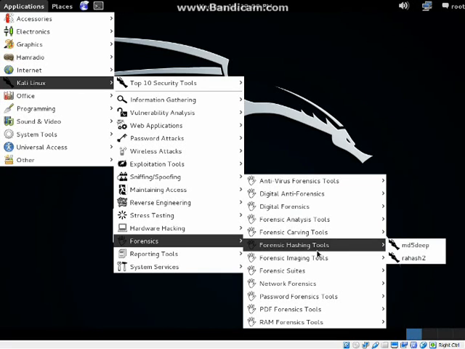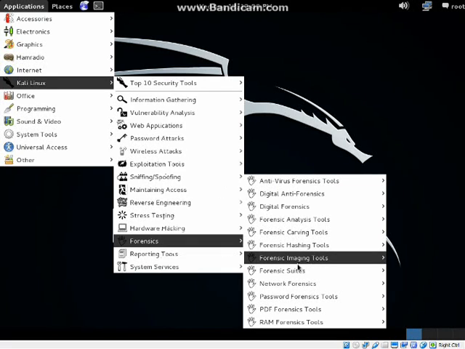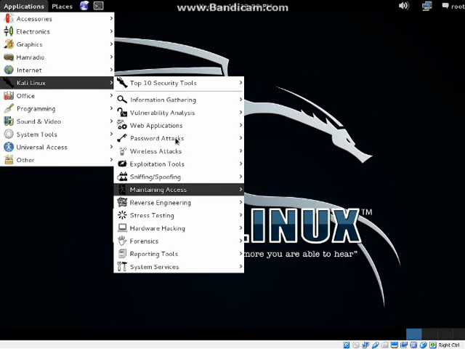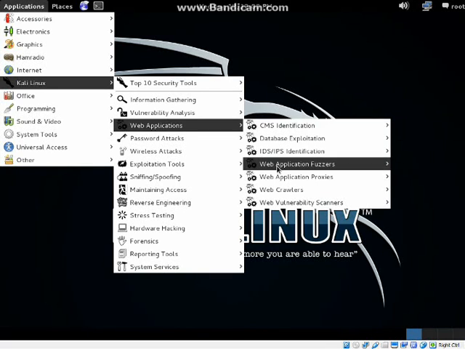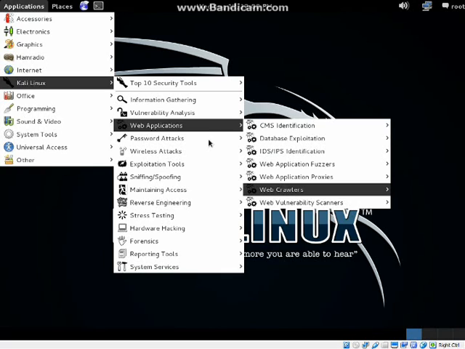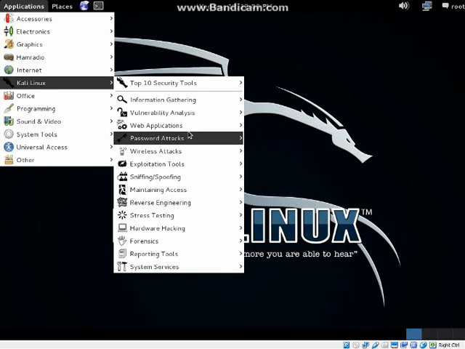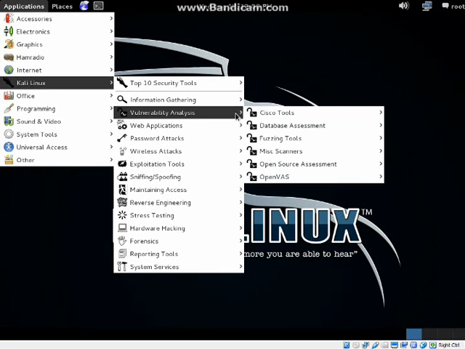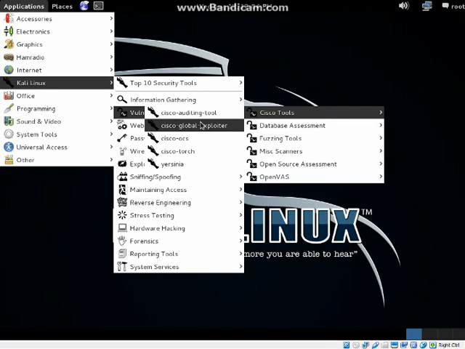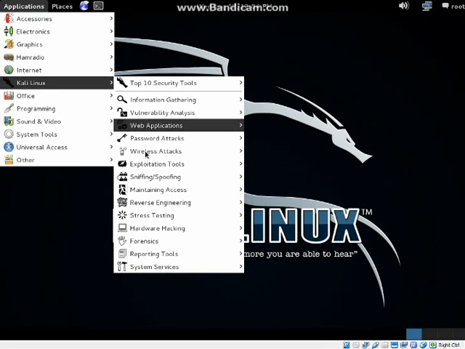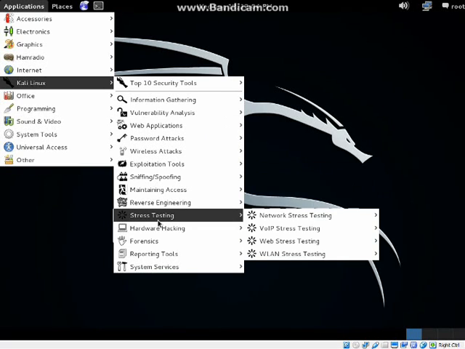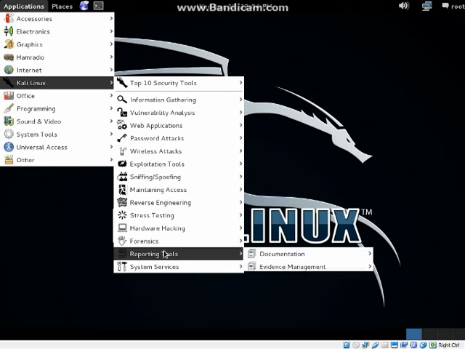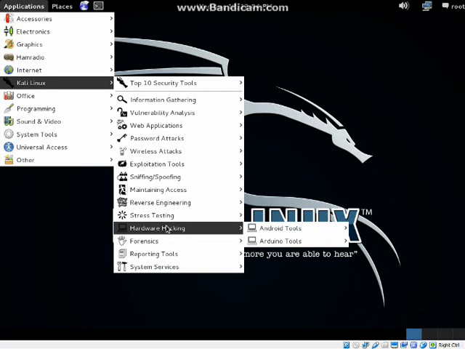Hashing tools, MD5deep, forensics tools, and there's also one I think that has a GUI or a graphical UI. Web application fuzzers, web crawlers. This is not meant for evil people. This is for ethical hackers, those people who hack for the greater good, to make sure people's websites don't have security holes, and if they do, they patch them up.